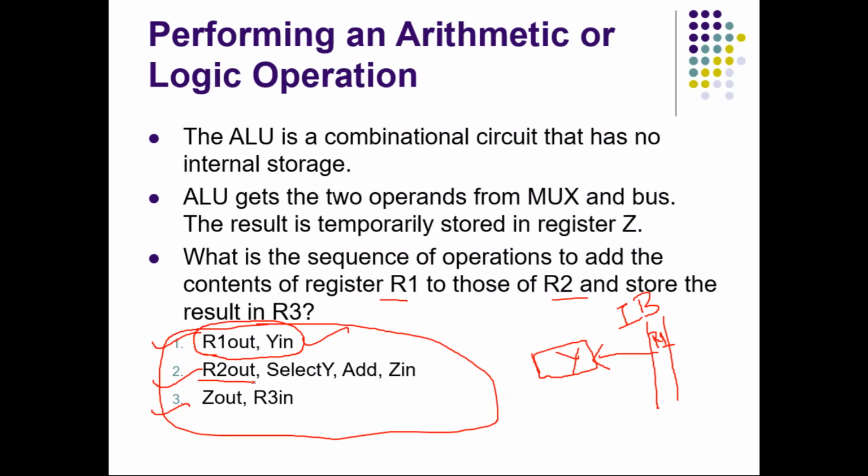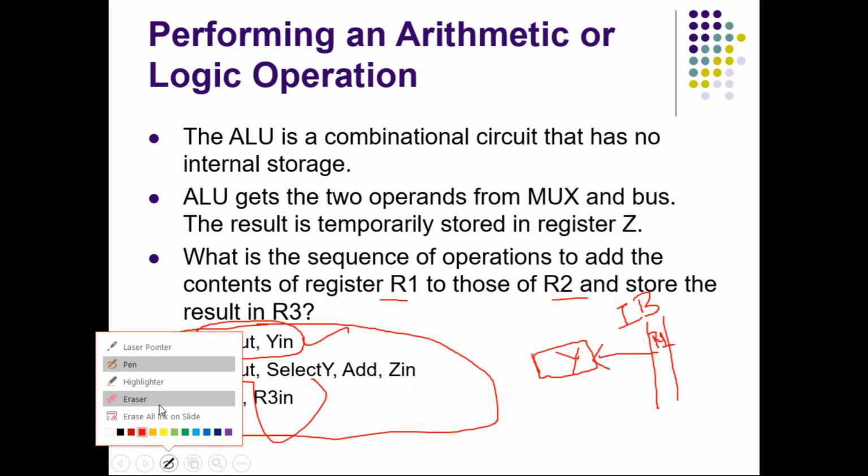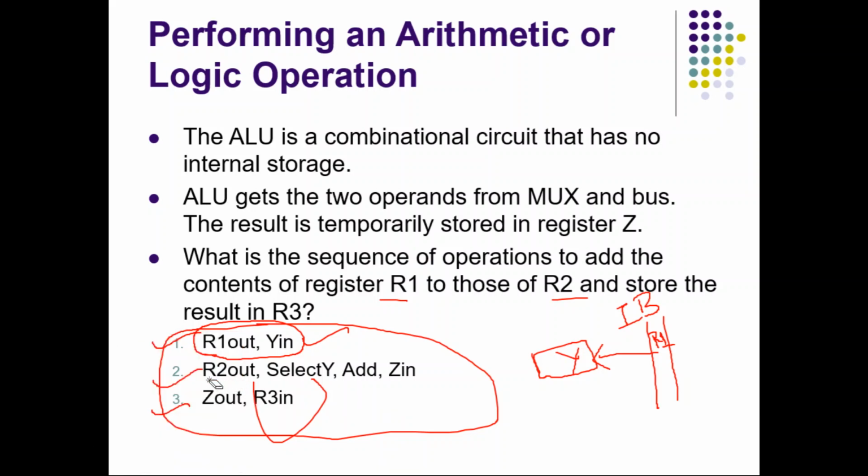Then what we are doing: R2 out, select Y, add, Z in. Four things we are doing in the second clock cycle. What are the four things? R2 out. R2 out means content of R2 will be moved to the internal bus. So now R1 is not in the internal bus. In internal bus you have R2.